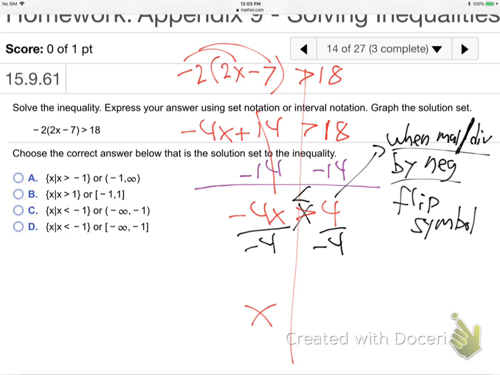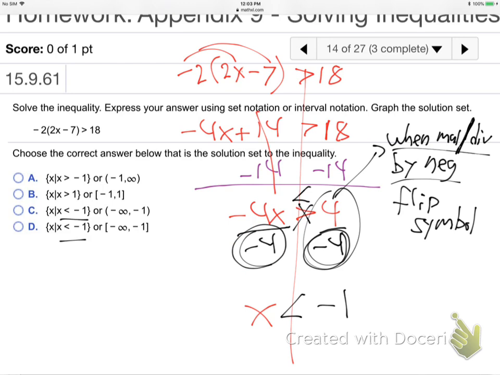So you've got to turn it. So right there, I turned it the other way. And 4 over negative 4, that's negative 1. There's my answer. So that would be one of those answers there. Is that good? Do you remember that trick? So when you multiply or divide by a negative, you have to flip the symbol. Because when I put a negative down below, got to flip the symbol. Which answer is it? A, B, C, or D?